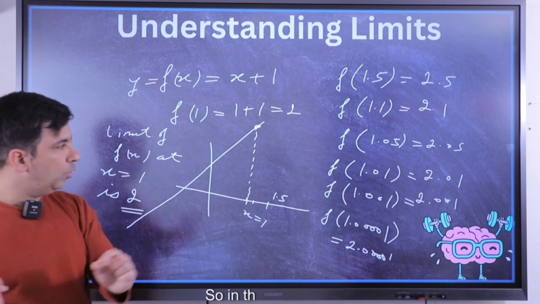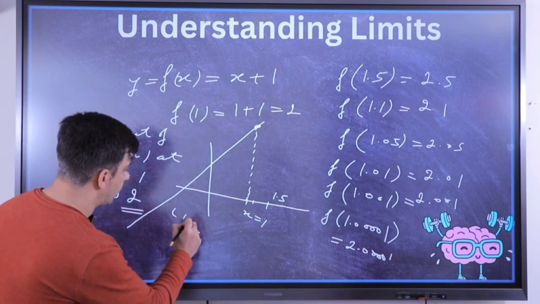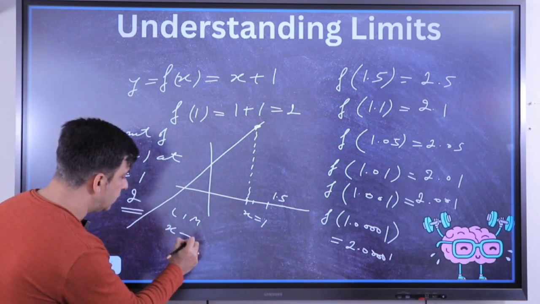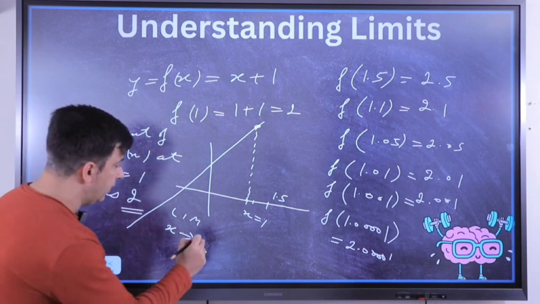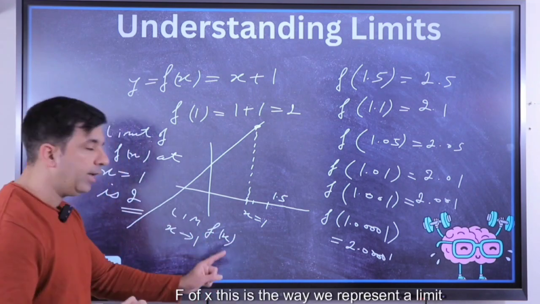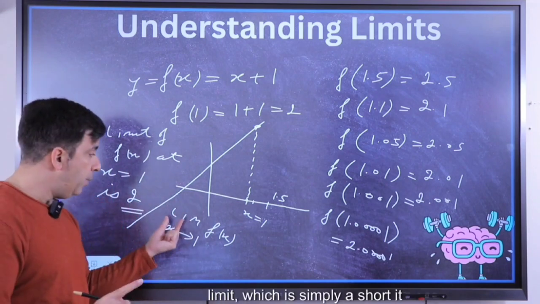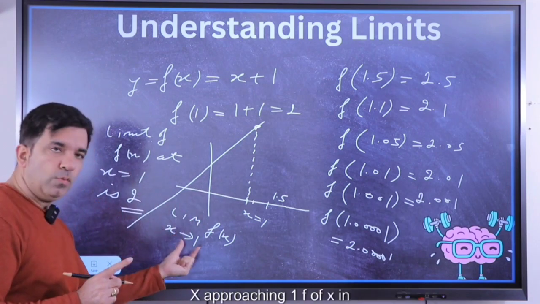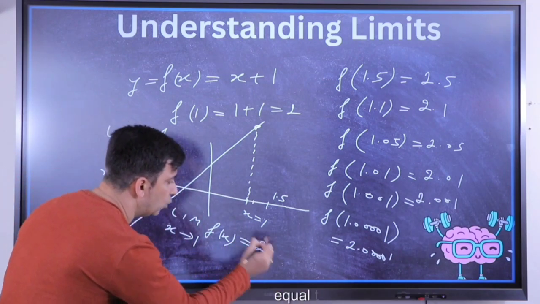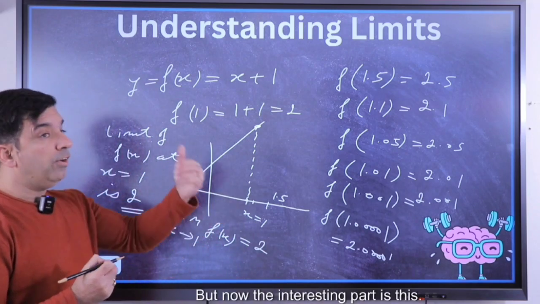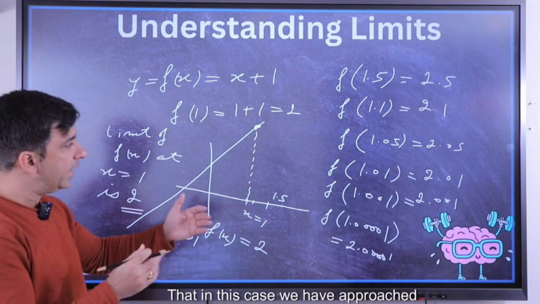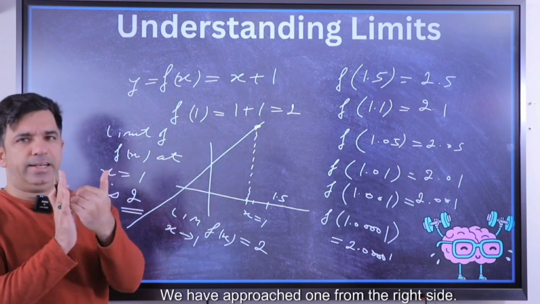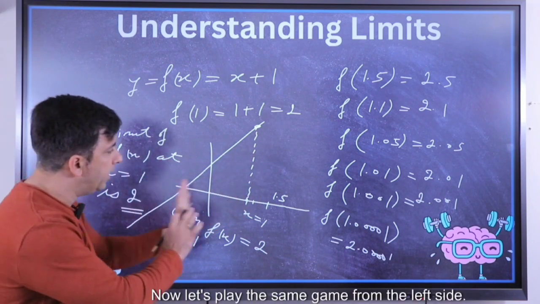So in this case, if I write it down, it is written in this manner: lim x approaching 1, x is not equal to 1, f(x). This is the way we represent a limit. Its abbreviation is lim, which means lim x approaching 1, f(x) in this case is equal to 2. But now the interesting part is that in this case we have approached 1 from the right side. Now let's play the same game from the left side.